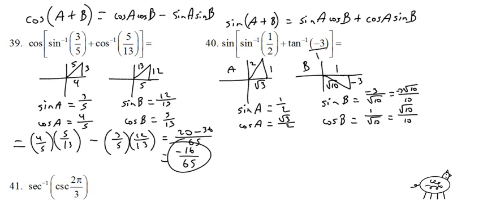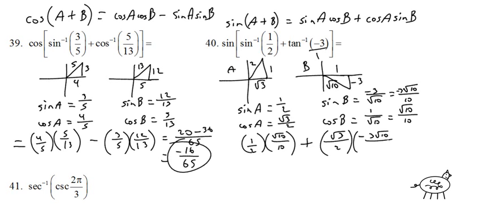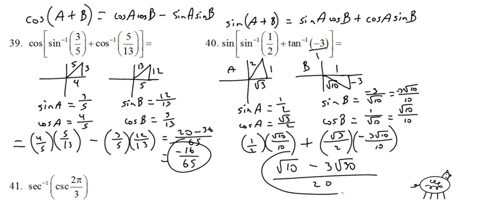Okay, I plugged it in, so I get sine of A, so it's 1/2 cosine of B, which is root 10 over 10, and then plus cosine of A, which is root 3 over 2, and sine of B, which is negative 3 root 10 over 10. Okay, same denominator, which is nice, so you're going to wind up getting root 10, and then minus 3 root 30 all over 20. And that's it.